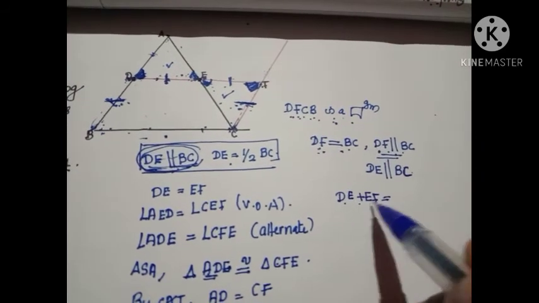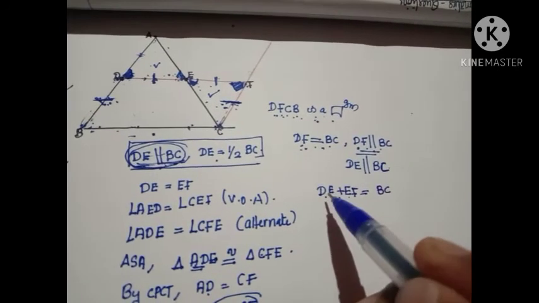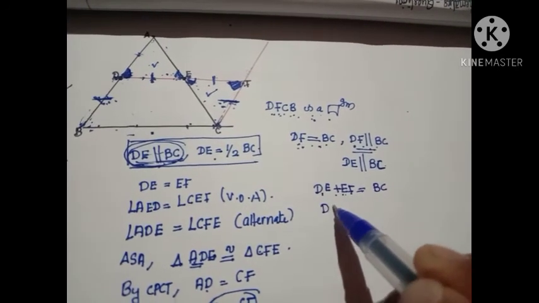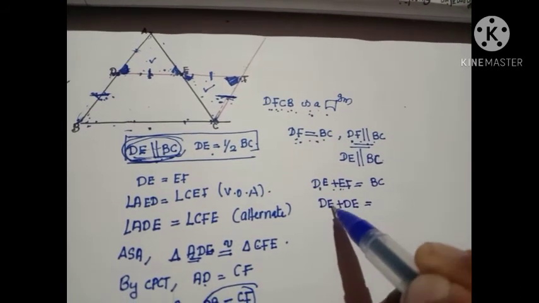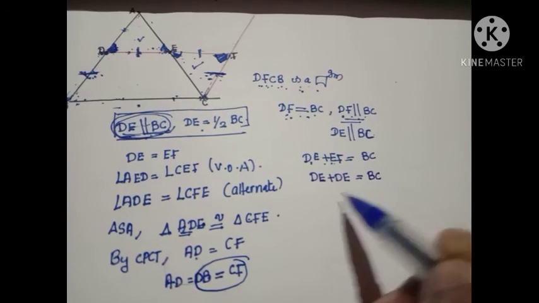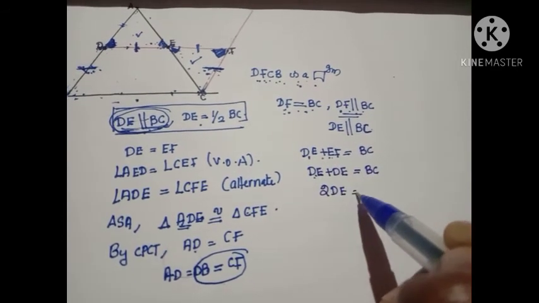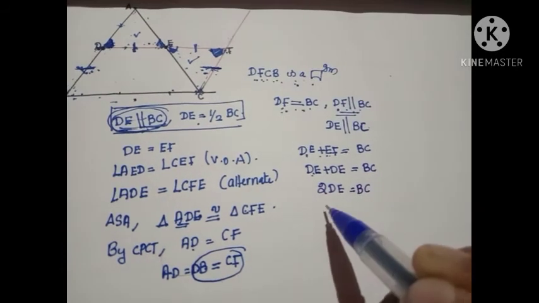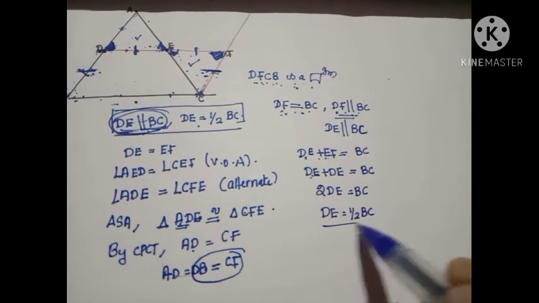So DE plus EF is equal to BC. Now DE and EF both are equal by our construction. So this can be written as DE plus DE equal to BC. DE plus DE is 2DE.